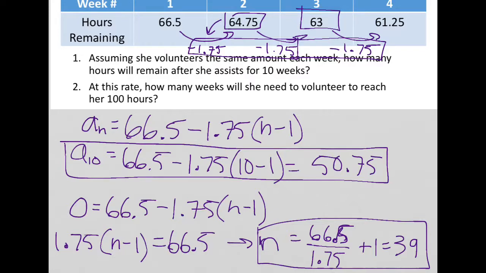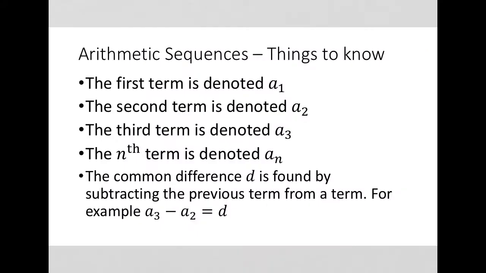This is the idea of an arithmetic sequence. It is essentially a linear function where we're talking about the independent variable being n, the term number, and the dependent variable being the value of the nth term, in this instance the hours remaining. So again, let's just debrief what we did in an implicit way.